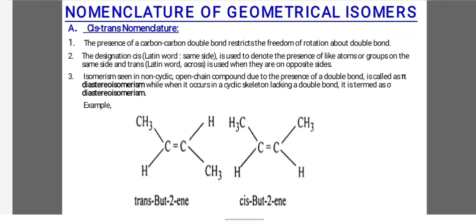Isomerism seen in non-cyclic open chain compounds due to the presence of a double bond is called pi diastereoisomerism, while when it occurs in a cyclic skeleton lacking a double bond it is termed sigma diastereoisomerism.